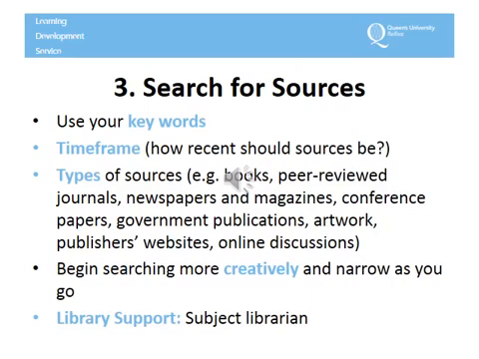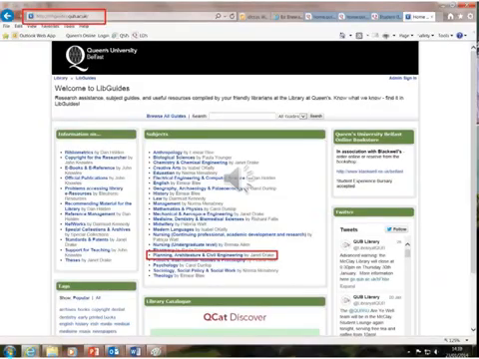Go to the library for some extra support if needed. Your subject librarian can be identified on the library's homepage. The LibGuides are also a useful way of finding information relevant to your field. They are available at www.libguides.qub.ac.uk. In this example, you can see the Planning, Architecture and Civil Engineering LibGuide has been highlighted.